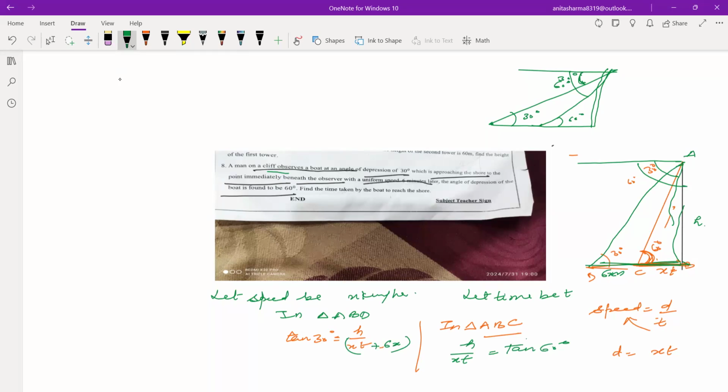Ma'am, I did not understand what you were saying, ma'am. Actually, I was saying that in this tan 30, you were saying h upon xt, but you have to include this 6x also, na, in the distance. Yes, ma'am. So I have included that: xt plus 6x. Then it will be tan 30. And then in the smaller one, h upon xt will be tan 60, right? Yes, ma'am. Now solve these two. Okay, children? Siddharth, understood? Yes, ma'am. Thank you, ma'am.